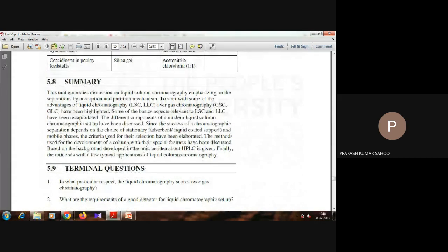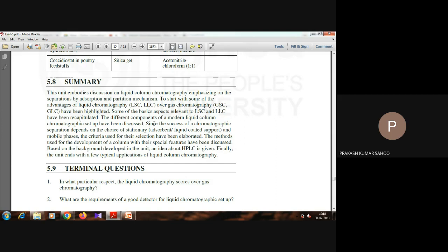At the end, this unit we have discussed consists of liquid column chromatography, which is of two types, liquid solid chromatography and liquid liquid chromatography, which are effective tools with respect to GSC and GLC, gas solid chromatography and gas liquid chromatography. Then on the basis of the type of adsorbent, type of eluent, and type of column we use, the separation techniques become more effective.